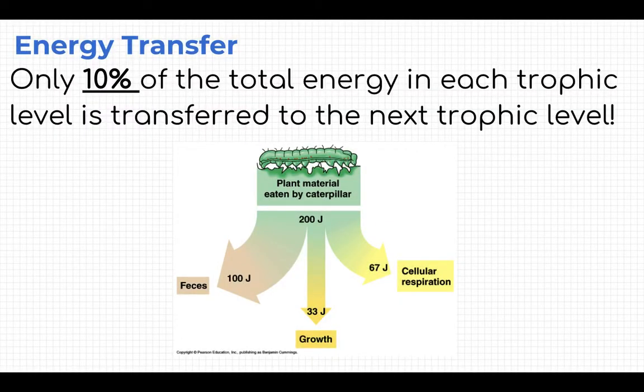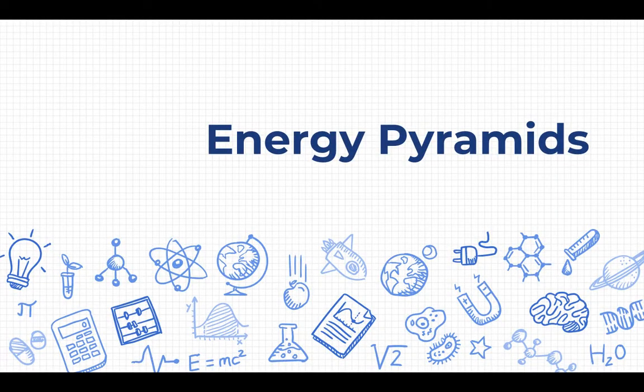The mathematical relationship is 10%. So 10% of the total energy in each trophic level is transferred to the next trophic level. So 10% of the energy in the plant trophic level, the producer level, is transferred to the first consumer, the caterpillar, and so on and so on. Knowing that 10% rule allows us to construct energy pyramids.